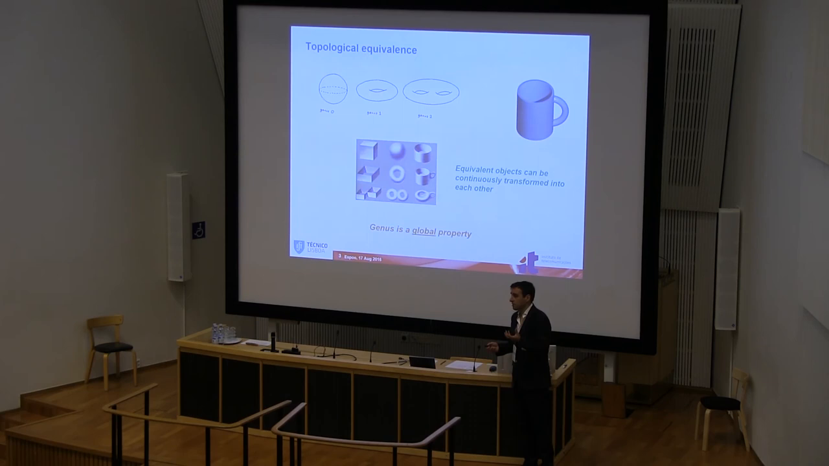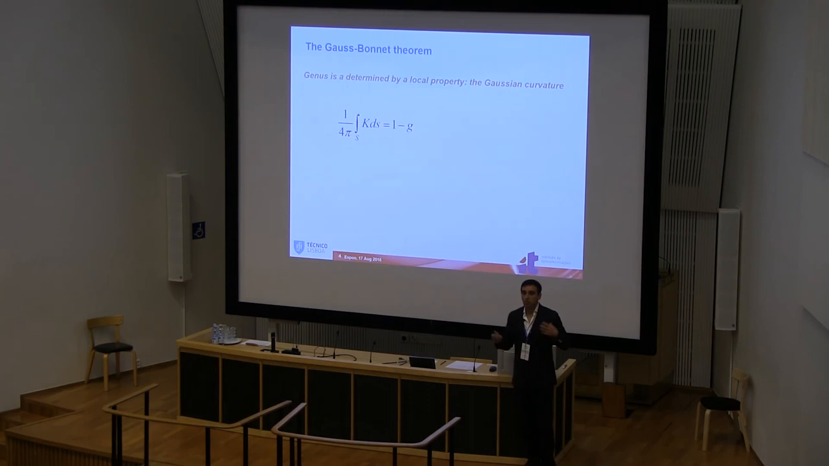But sometimes we are interested in systems where we cannot directly visualize the topological invariant, so we have to do it in a different way. Usually what we do is integrate some quantity, and we can make this connection with the example I'm telling you. The genus is obviously a global property, depending on the number of holes. But you can also define it in terms of a local property, something you can see locally at each point of the surface. This property is the Gaussian curvature, which tells you how curved the surface is.